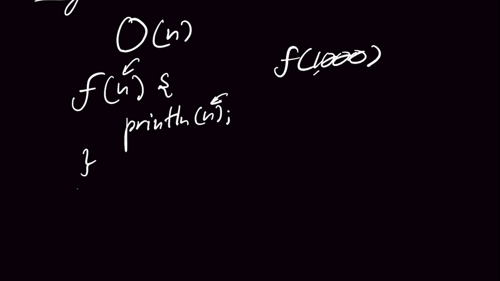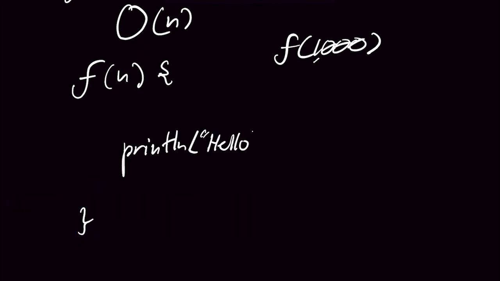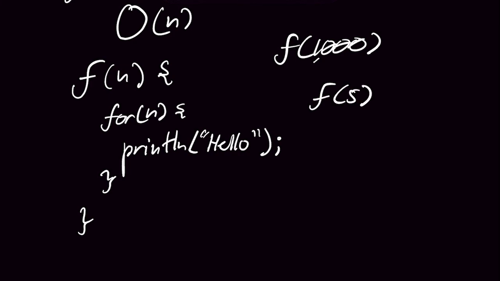Now, let's say that you had, within that function, you want to print the word hello. You want to print it n times. So just imagine that's a for loop that runs n times. Now, let's say you pass 5. This function is going to run a for loop 5 times and print the word hello 5 times. And so this time complexity, the runtime is going to be 5 for whatever number you pass in. So if you pass 1000, it's going to run 1000 times.